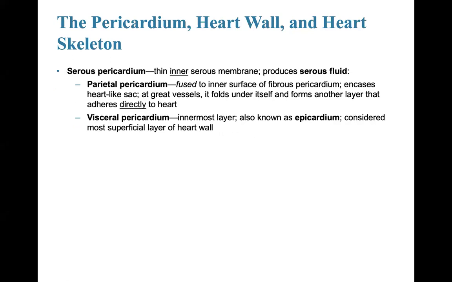The serous pericardium is a thin inner serous membrane that produces serous fluid. The parietal pericardium is fused to the inner surface of the fibrous pericardium. It encases the heart like a sac. At the great vessels, it folds under itself to form another layer that adheres directly to the heart. The visceral pericardium is the innermost layer, also known as the epicardium, and it is considered the most superficial layer of the heart wall.